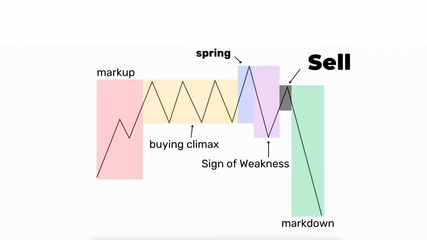In this sequence, the markup shows buying strength. The buying climax demonstrates sellers stepping in with comparable power. The spring is the final push higher from buyers. The sign of weakness marks a complete shift of control to sellers. And finally, the pullback and markdown are where the actual profits are captured. Now it's time to look at some real examples on candlestick charts. And that's exactly what we're going to do.